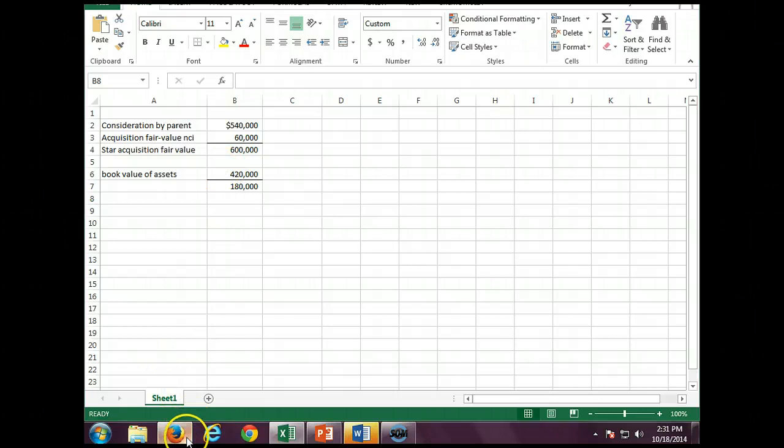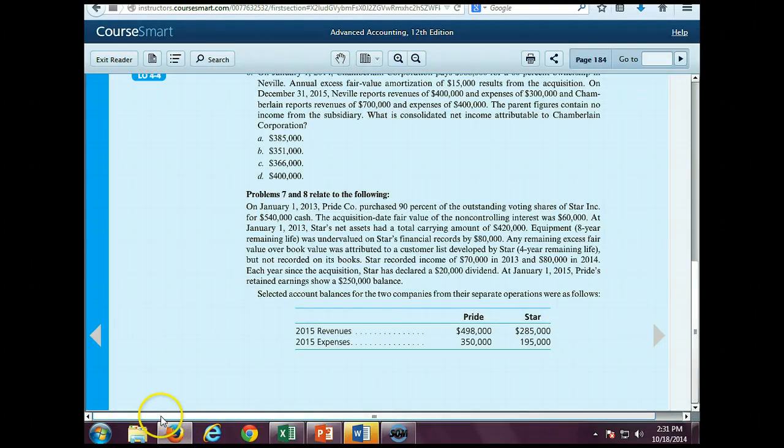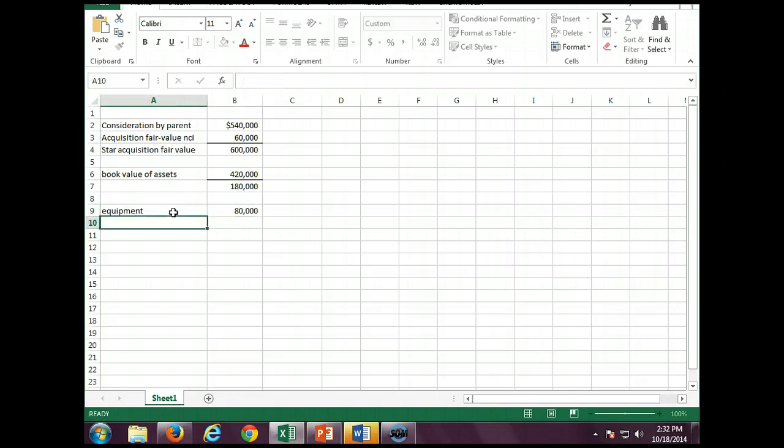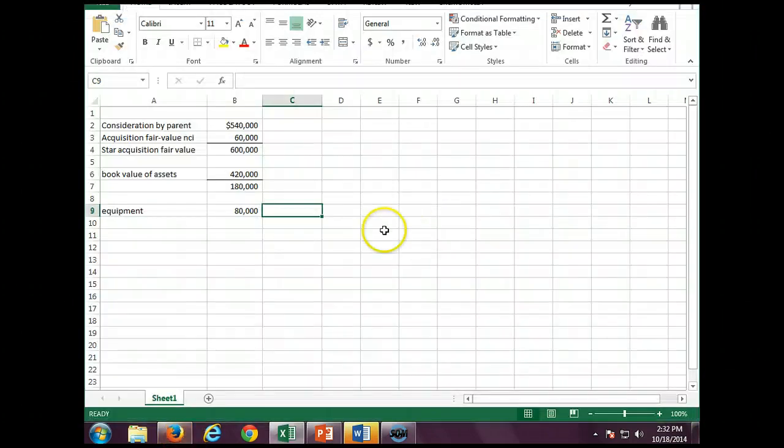Then it tells us certain allocations. Didn't it tell us the equipment, 8-year remaining life, was undervalued by $80,000? So isn't part of this equipment for $80,000? And it has an 8-year useful life. So we have to divide that by 8 years, which is basically $10,000 a year, right?